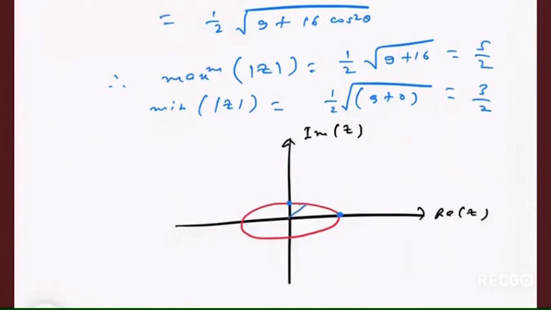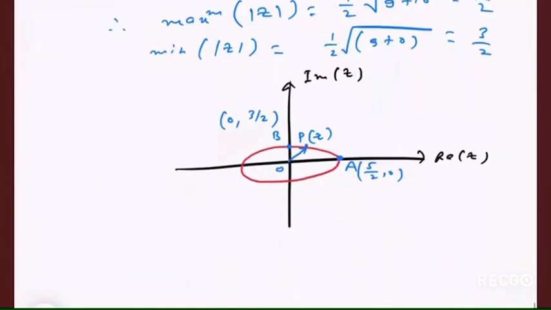So let's say it is in the first quadrant. Let's say this point is z, and the corresponding point on the graph is P. In that case, the maximum value of z will be obtained when this point P coincides with A, and the minimum value will be obtained when the point P coincides with the point B. In that case, the maximum value of mod z will be equal to OA, and the minimum value of mod z will be equal to OB, right?